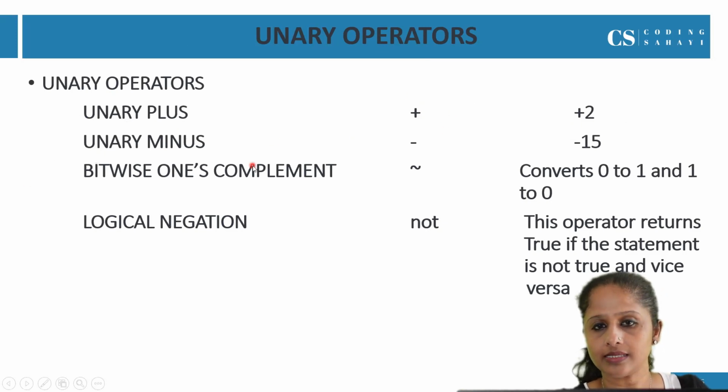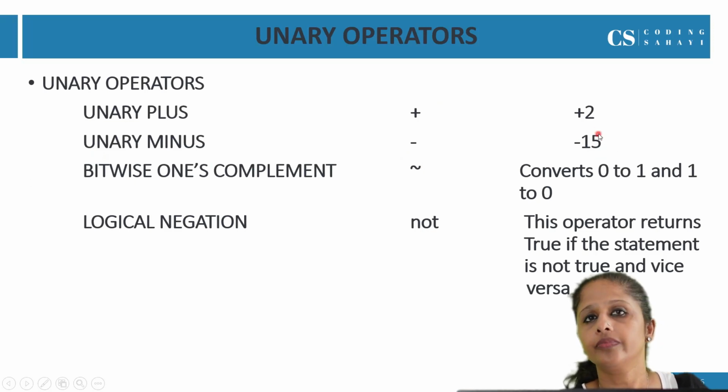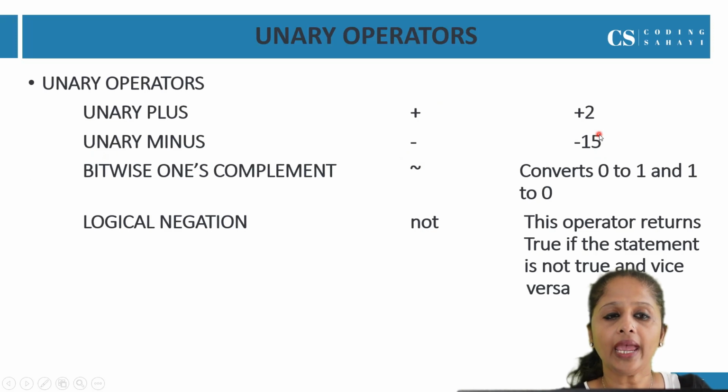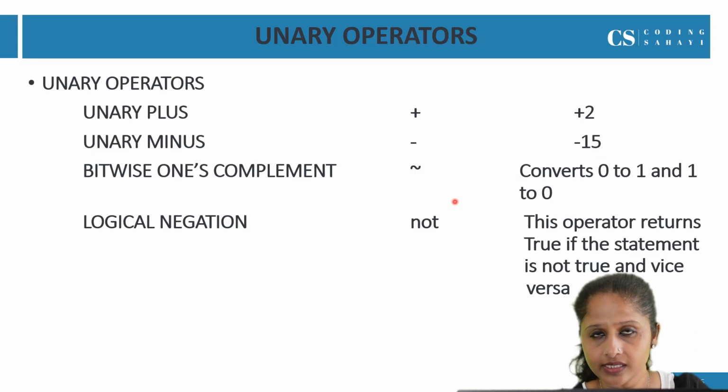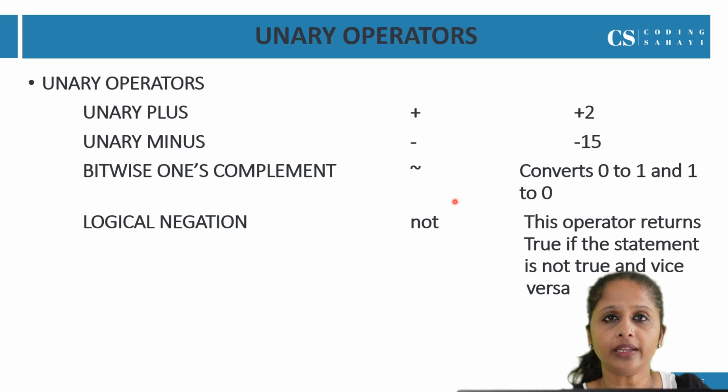Then unary minus, the subtraction symbol. You can see the example: minus 15, negative 15. Negative is the sign and there is one operand, that is 15. Next we have bitwise ones complement. It is the tilde sign and it converts 0 to 1 and 1 to 0. The ones complement of 1 we can say is 0, and the ones complement of 0 is 1. So for doing that operation in Python, we have the tilde sign.